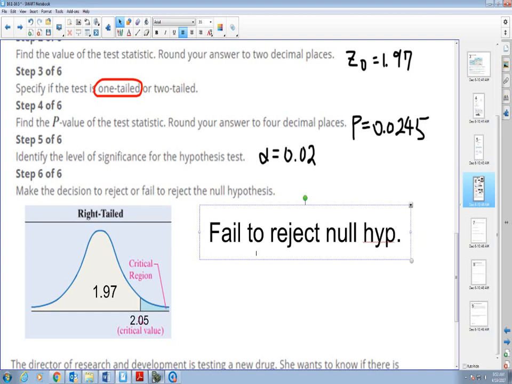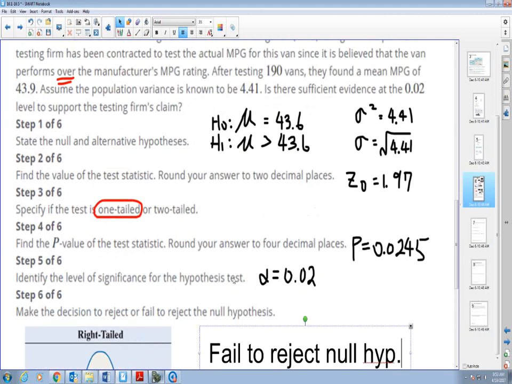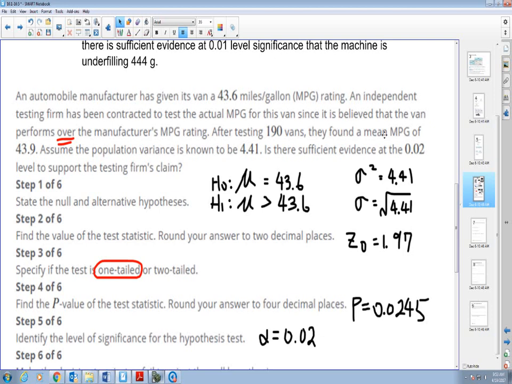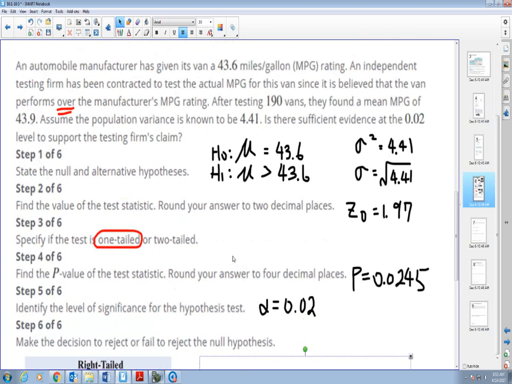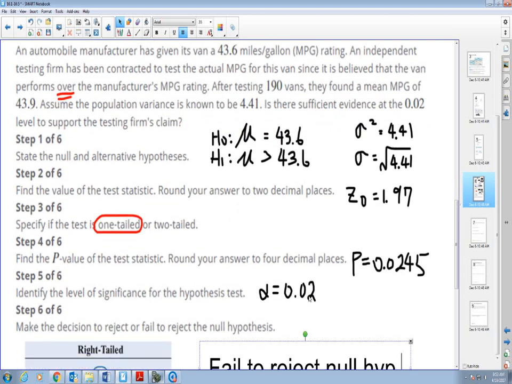Alright, so if we fail to reject, that means what? That means this independent firm did not find sufficient evidence, at this level, to support their claim. So we fail to reject. We're not saying what the manufacturer is claiming is true. It's just that the independent firm did not find enough evidence to support what they tested. Their finding did not support it.